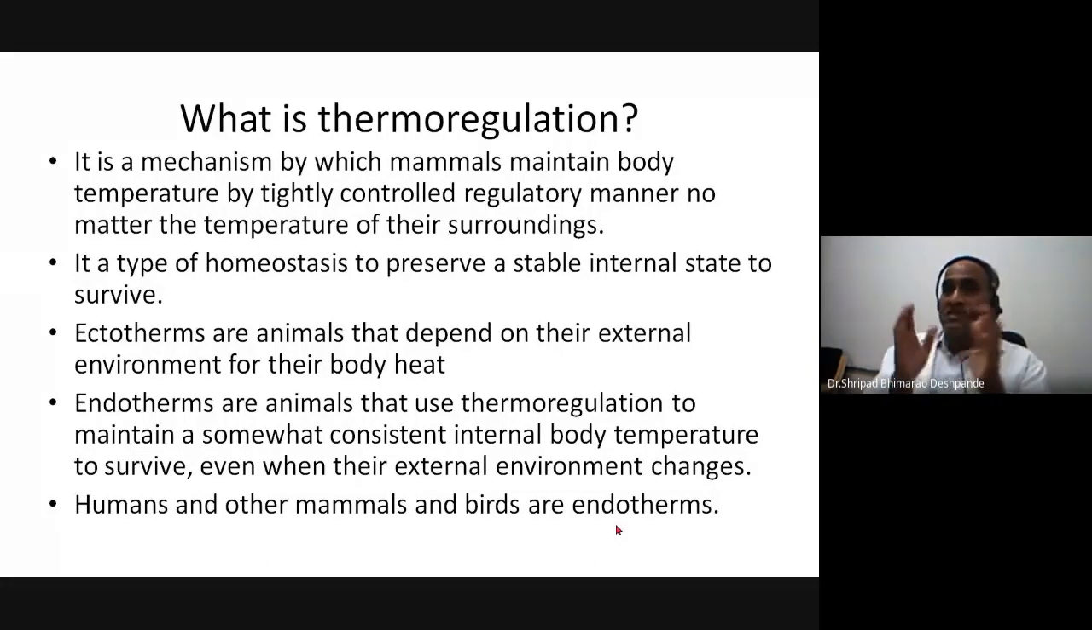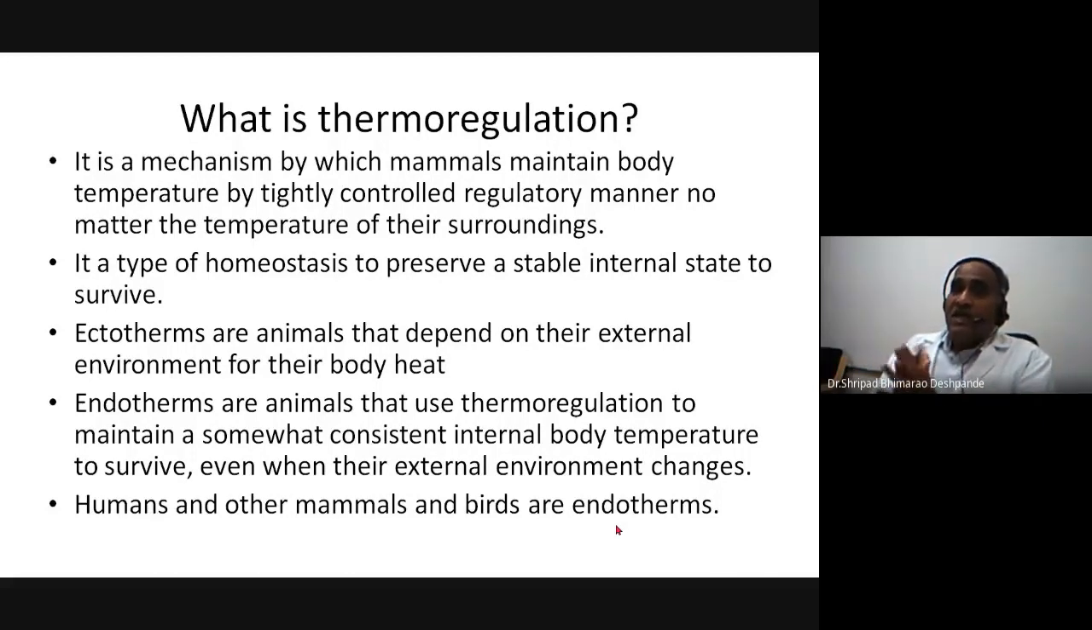If there is a change in the body temperature, we will end up with severe abnormalities, either severe hypothermia in the cold or hyperthermia. 37 degrees is our normal body temperature. After 43 degrees Celsius, it is impossible to survive. And if the temperature falls below 35 or 34, again it becomes severe hypothermia. So it is maintained within a narrow range.